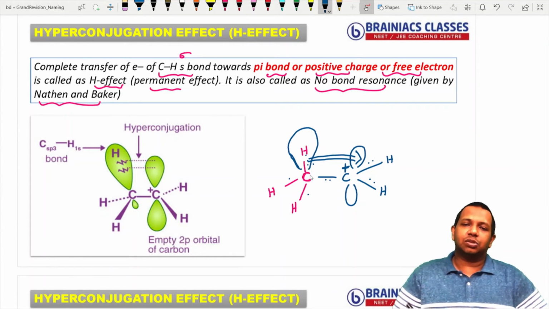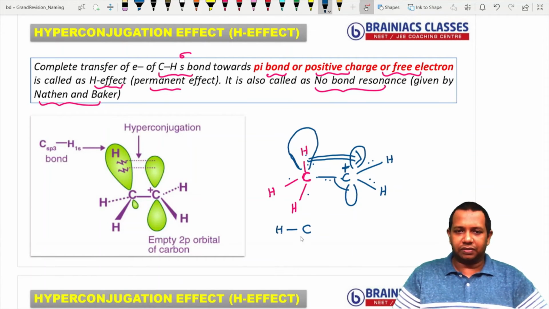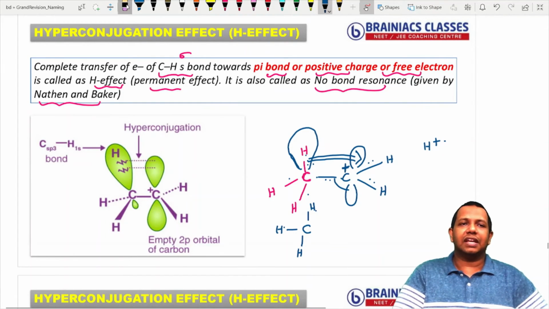But how it actually happens here is, we need to check if there is a carbon atom with a deficiency, then the nearby carbon atom has a C-H sigma bond. Nearby carbon atom has a C-H sigma bond, then any of these hydrogen atoms will leave as H plus. Okay, when it is leaving as H plus, what will happen here? We can say this carbon atom is carrying the positive charge.